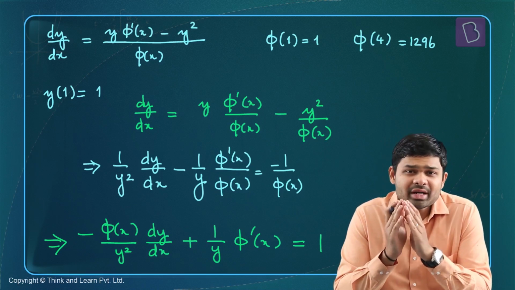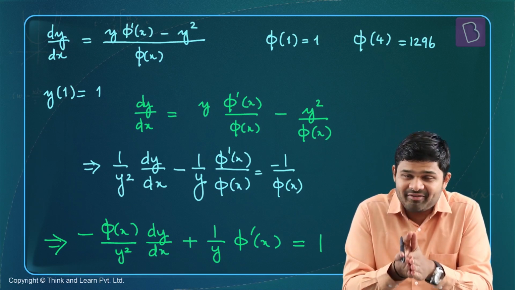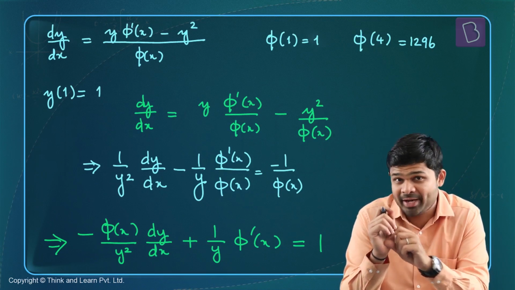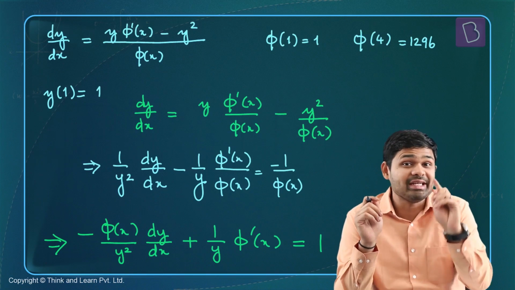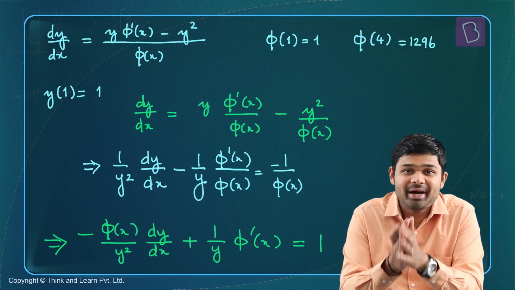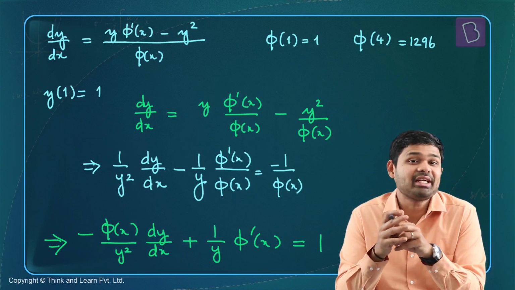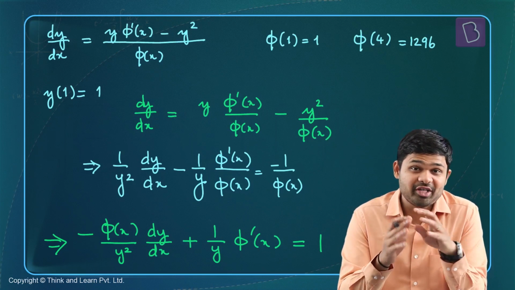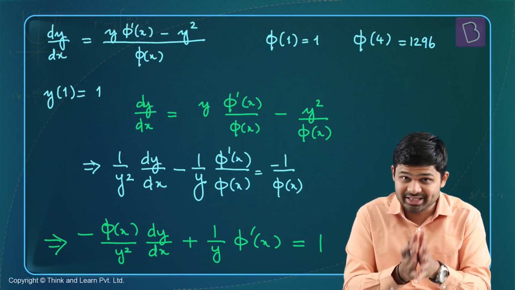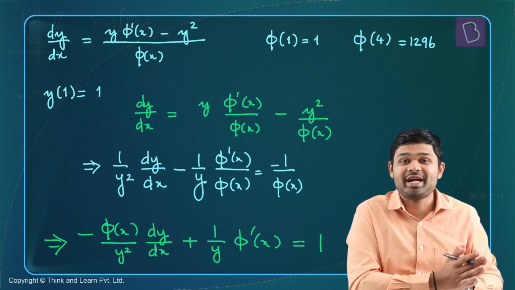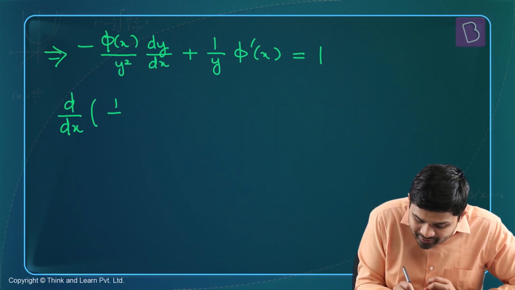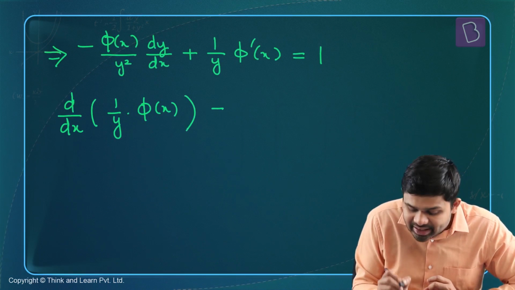Now look at the left hand side and carefully notice that the second term has 1 by y multiplied by phi dash of x. The first term has negative 1 over y square. 1 by y, when you differentiate with respect to x, you're going to get negative 1 over y square, and then of course dy by dx. So if I were to differentiate 1 by y multiplied by phi of x, I actually get my left hand side. When you use the product rule, you will get negative 1 over y square dy by dx multiplied by phi of x. That's the first term. And the second term will be 1 by y into phi dash of x. So the left hand side is actually nothing but d by dx of 1 by y into phi of x, and this is equal to 1.